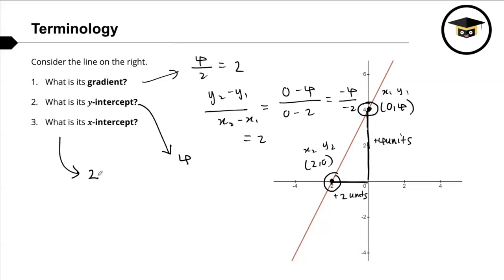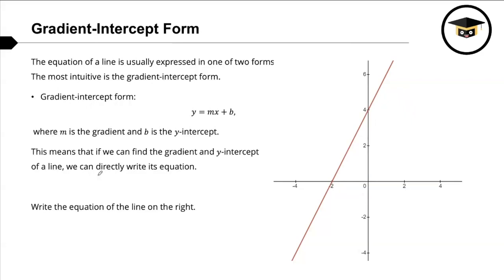So hopefully that is a small recap and it helps you remember the stuff we've covered in the previous two videos. So let's talk about gradient-intercept form. The equation of a line is usually expressed in one of two forms. The most intuitive, I think, is going to be the gradient-intercept form. The gradient-intercept form is y equals mx plus b, where m is the gradient and b is the y-intercept.